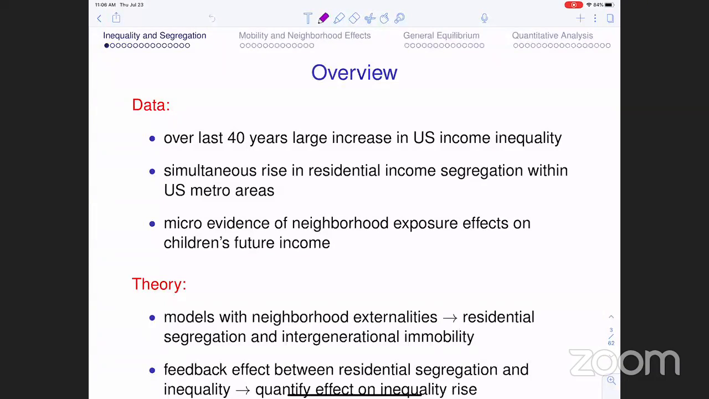So with this data in mind, I'm going to then move to theory and think about models that try to link inequality, segregation, and intergenerational immobility. Okay, first I'm going to give you an overview of a basic theoretical model, and then I'm going to show that there is a new, growing and vibrant literature that tries to use these new microdata to discipline this macro model and be able to run counterfactuals and possibly answer some interesting policy questions.